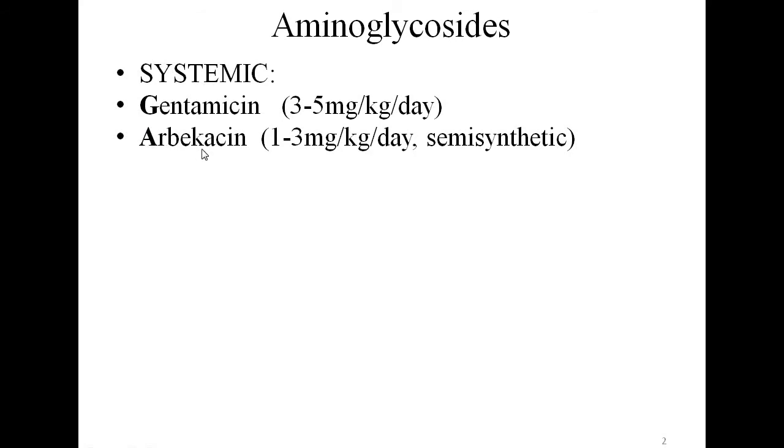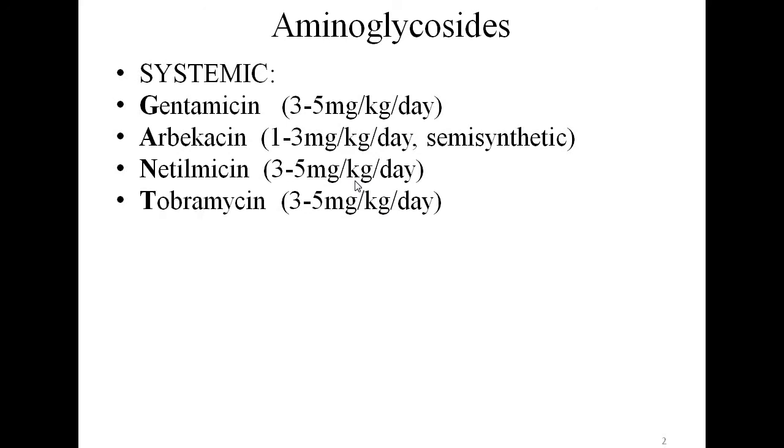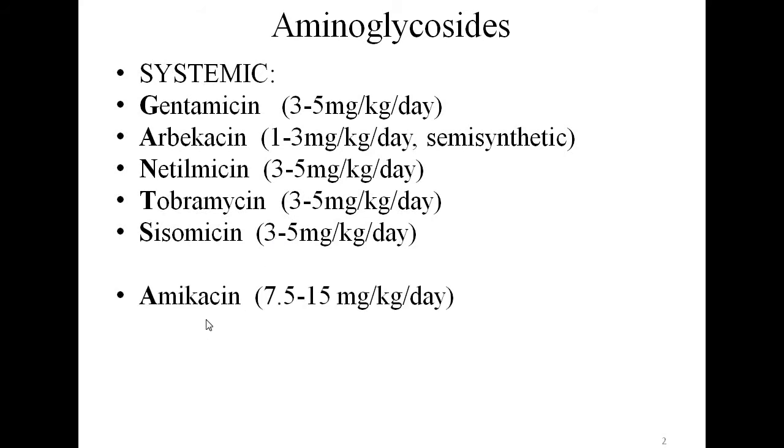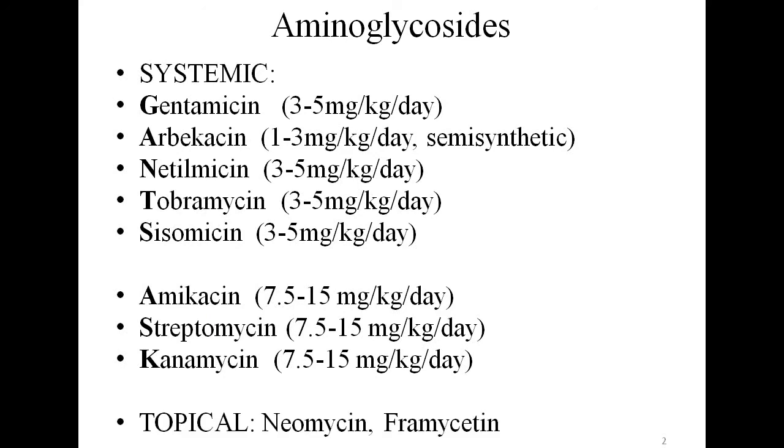Now, the aminoglycosides can be administered only by the systemic route for most uses. These are some of the aminoglycosides which are used. Gentamicin in the dose of 3 to 5 mg per kg per day, intramuscular or intravenous. Arbekacin, semisynthetic. Netilmicin 3 to 5 mg per kg per day. Tobramycin, same dosage. Sisomicin also 3 to 5 mg per kg per day. Amikacin, streptomycin, kanamycin. Now, these are the aminoglycosides which are administered systemically.